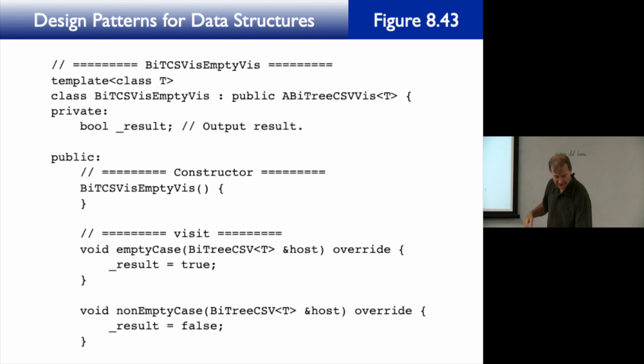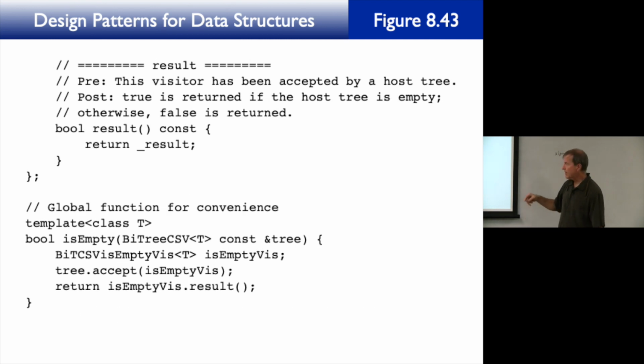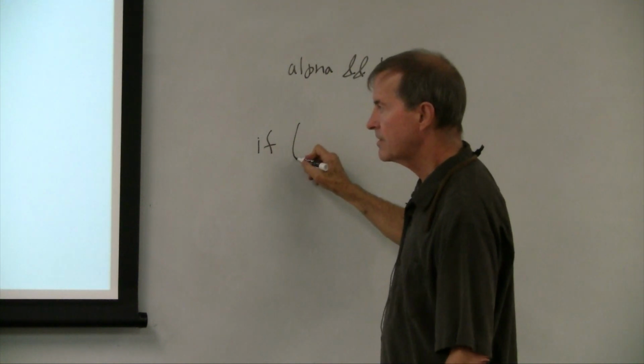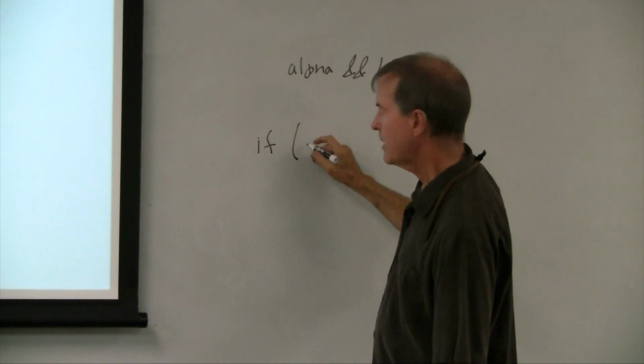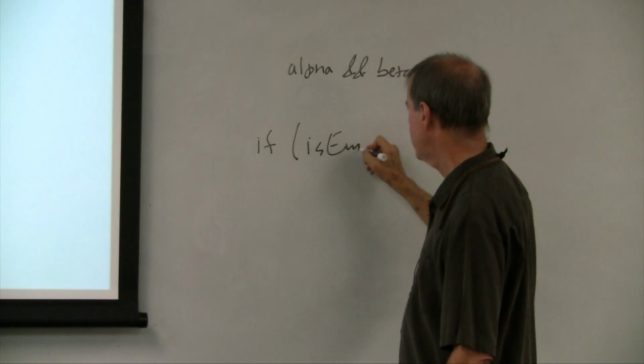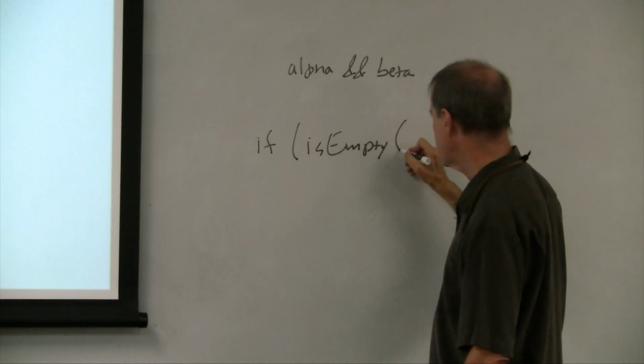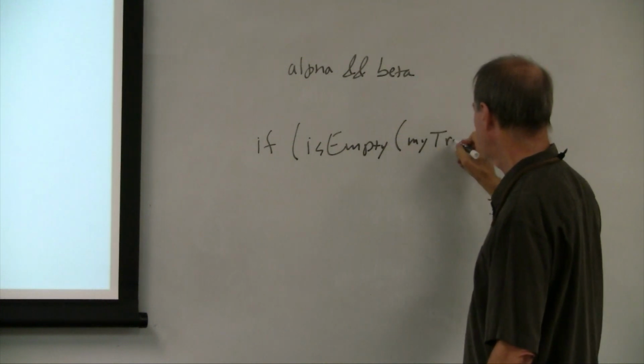All right? And then, because it is non-void, we have to provide this extra little method called result. And basically what it does is it returns underscore result. And then, here is our global function for convenience. All right? So, using this global function, we can say: if is empty of my tree.